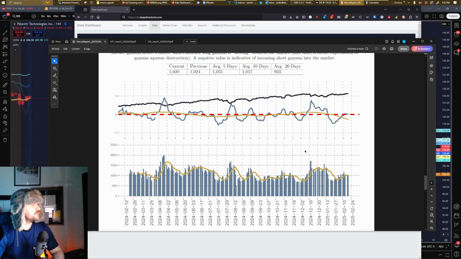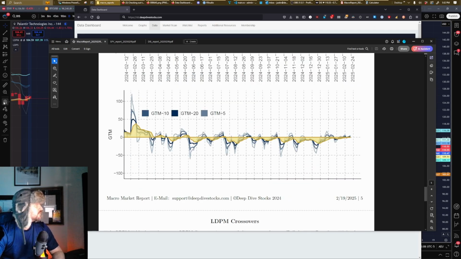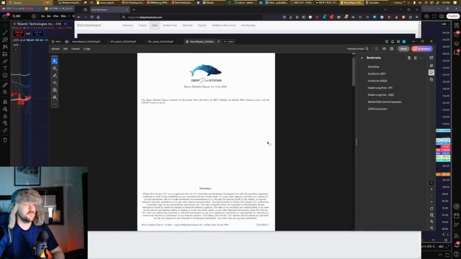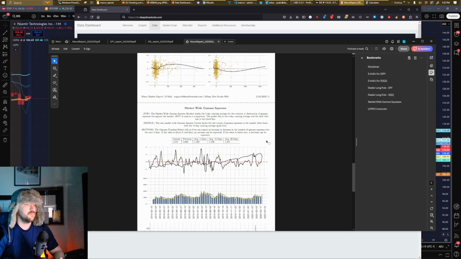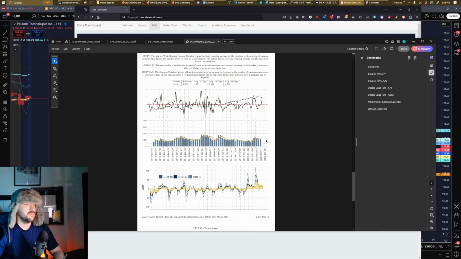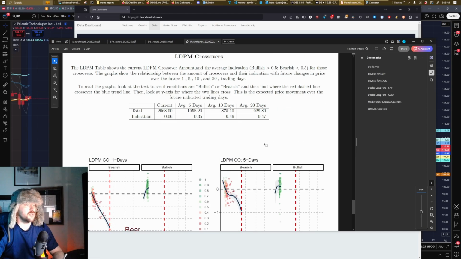Has it been at near 0 in the past, similar to now? Not that I remember. It doesn't usually hang out at 0s for too long. So yeah, it doesn't usually. This one's from February 24, 2020. Crossover 0.06. True. It's pretty bearish.